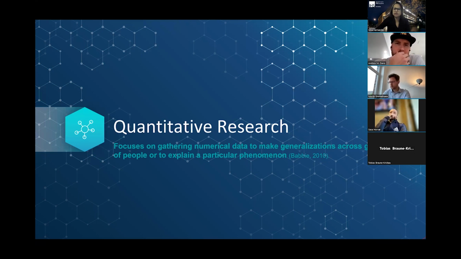As we already discussed in previous sessions, quantitative research focuses on gathering numerical data in order to make generalizations across groups of people or to explain a particular phenomenon. So generalization is very important for quantitative research, and this is why the methods are standardized. And we are making an operationalization of the construct that we want to measure, because we want to replicate the findings of our research, which is different for qualitative research.